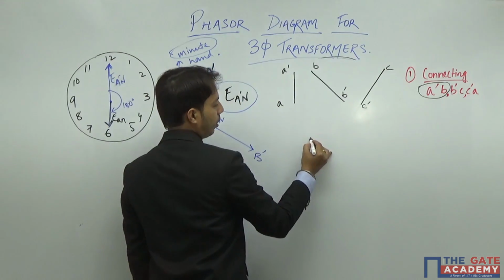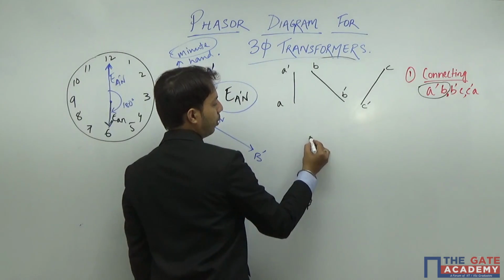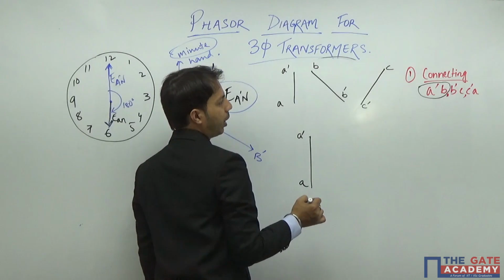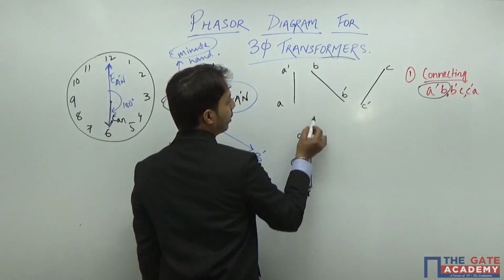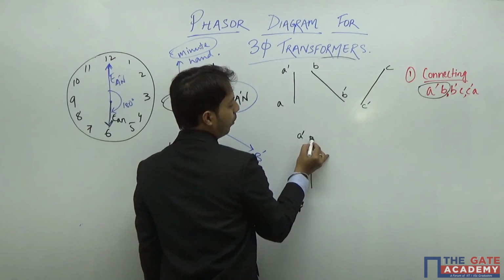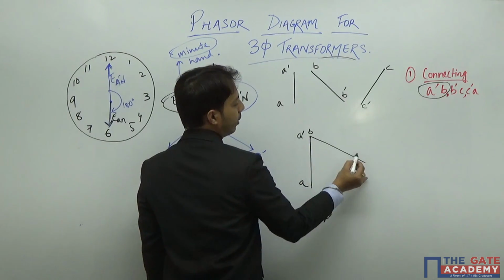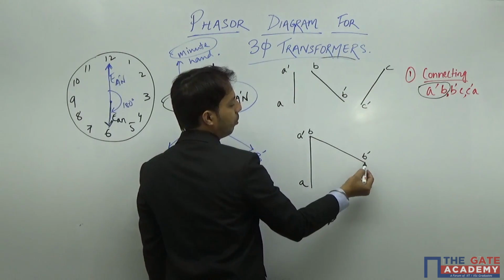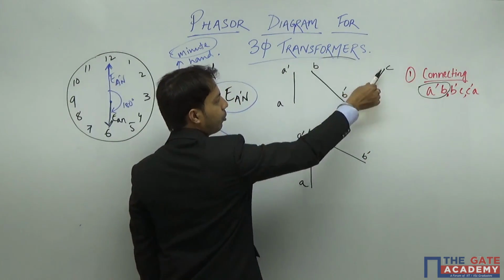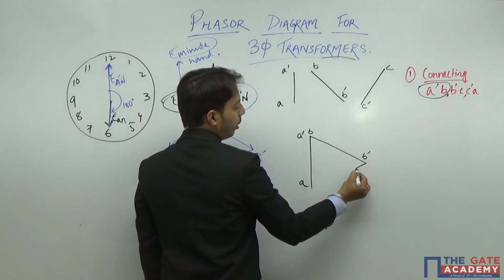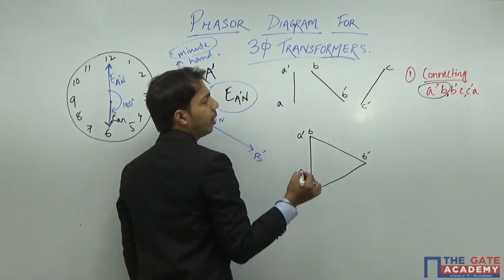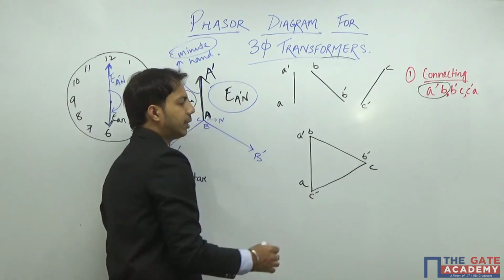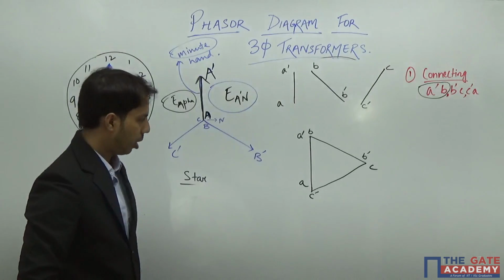So this is my A dash and A, and now I am connecting A dash to B. That means this and this. So this is my B and this is my B dash, and I am connecting B dash to C. If I am connecting B dash to C, the alignment of C is in this direction, and I am connecting C dash to A also. So this is my connection now.